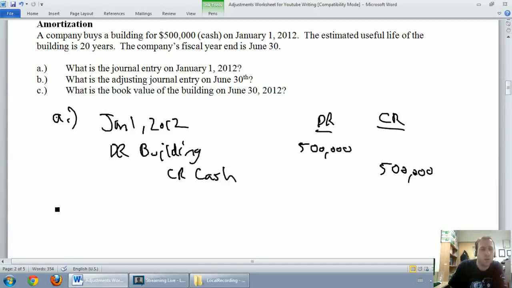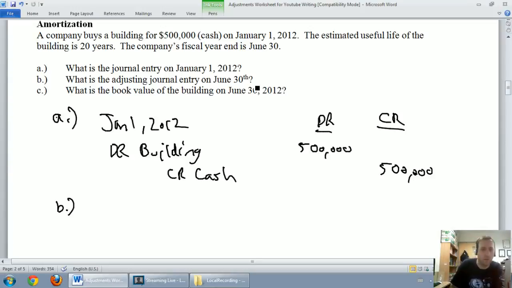Okay, so we've done our basic journal entry. On to the second part, the adjustment part of this. So on June 30th, we've got to say, is our building still worth $500,000? You might say, well, yeah, I mean, buildings don't lose value that quickly. Well, in accounting, we systematically have to reduce the value of our assets. So if we said it's going to be useful for 20 years and 6 months has gone by, January to June, we've got to say, okay, it's reduced in value 6 months worth.